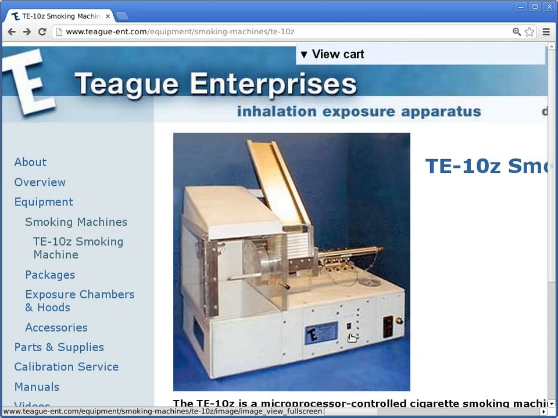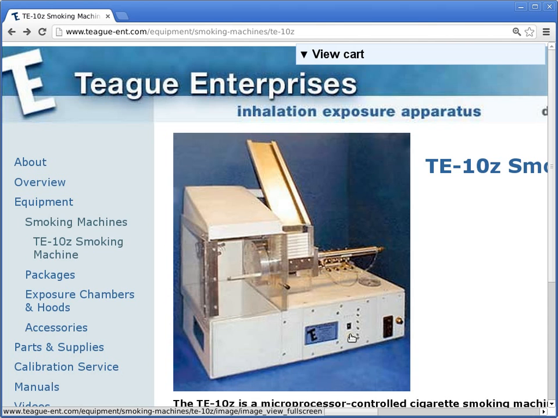So they feed the smoke into a chamber with animals, and then they expose the animals to cigarette smoke basically, and then they dissect the animals later and find out how smoking affects the animals. So that's what it used to do. But these days it's actually not used for that purpose anymore.